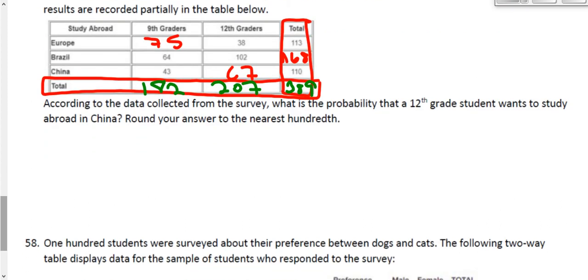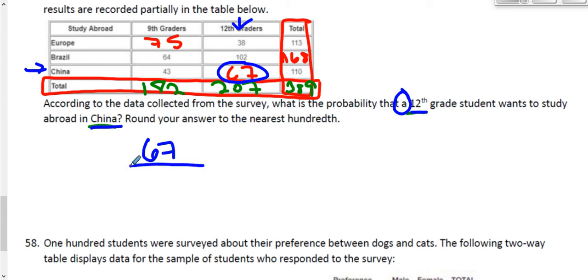According to the data collected from the survey, what is the probability that a 12th grade student wants to study in China? So the important thing to notice here is that it says a student. We're making one choice, and we're trying to choose one person who is both in 12th grade and wants to study in China. That is an intersection. We're trying to figure out where 12th grade intersects with China, and that's right here with the number 67.